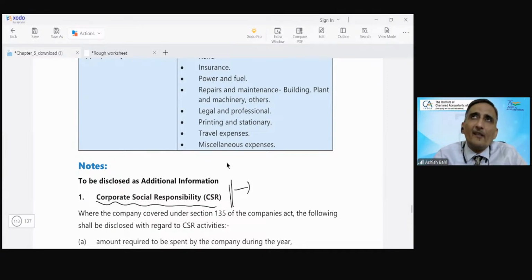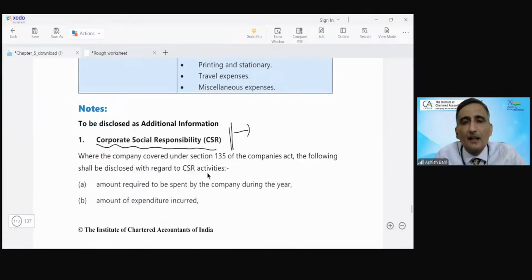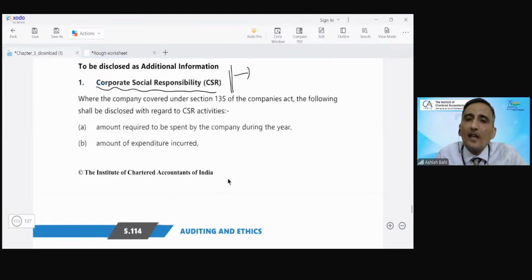So when a company has to incur corporate social responsibility expenditure, which is called CSR expenditure, under section 135 of the Companies Act, then the following things shall be disclosed with regard to CSR activities. Again, this is a Schedule 3 requirement. So simply it is a legal provision you have to remember. That's why I was insisting that first do Schedule 3. Okay.